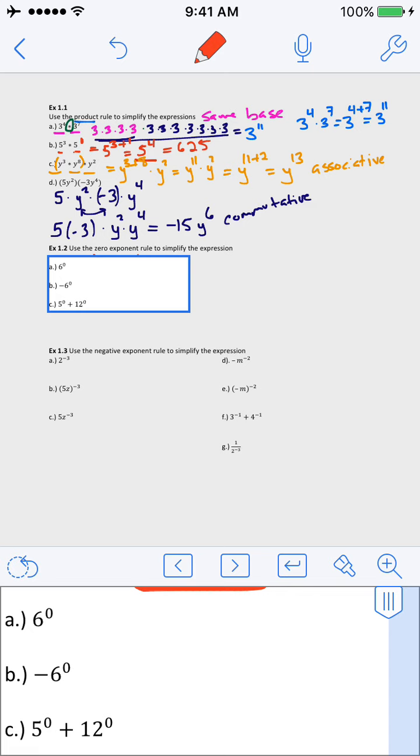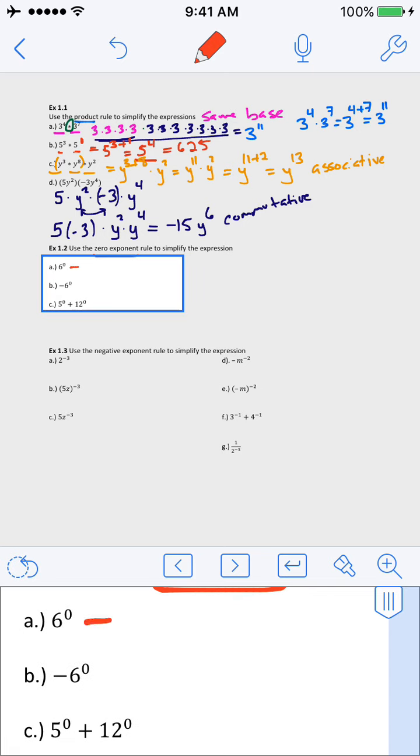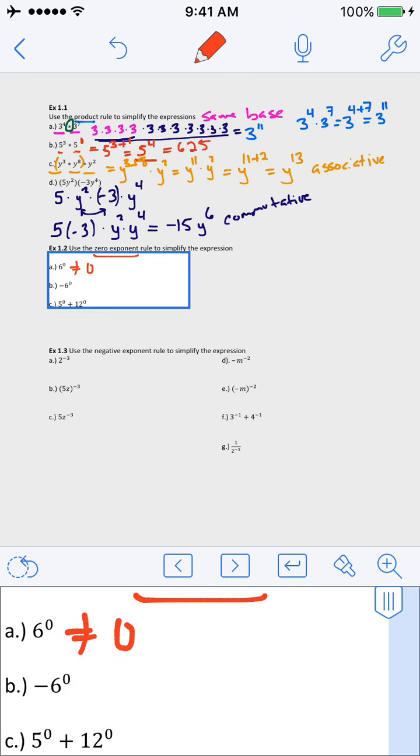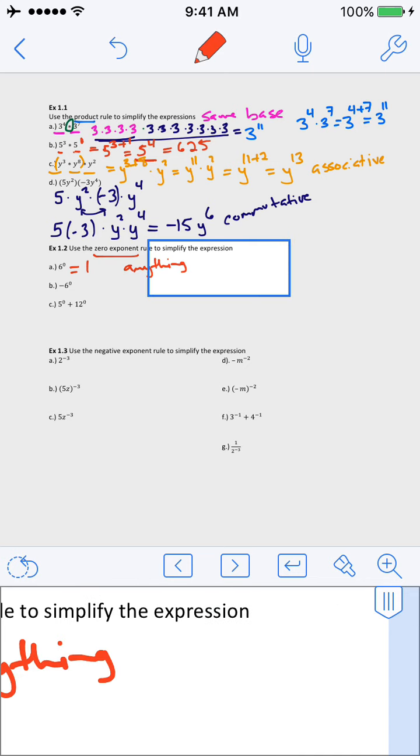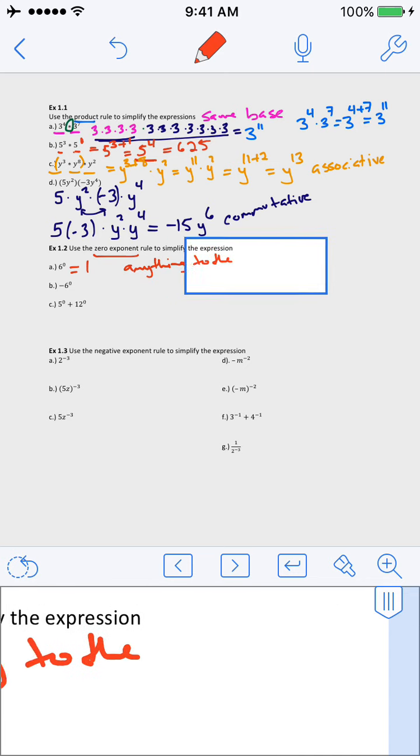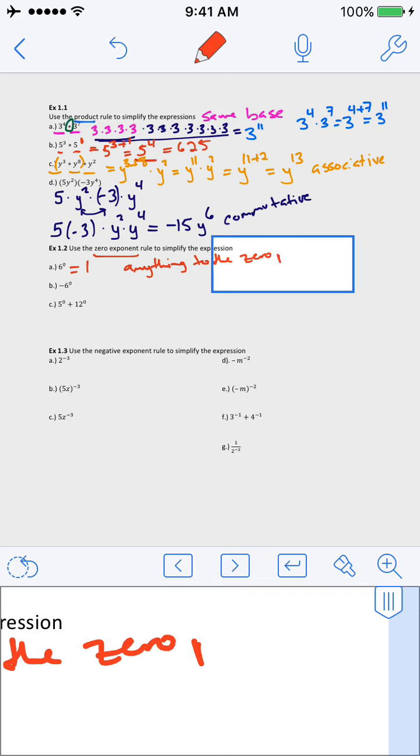Alright, I hope you said 1. It is not 0. 6 to the 0 does not equal 0, okay? People like to think it's super easy and they can just relate 0 and 0, right? That's not true. In fact, it's equal to 1. Anything to the 0 power is equal to 1 every single time.